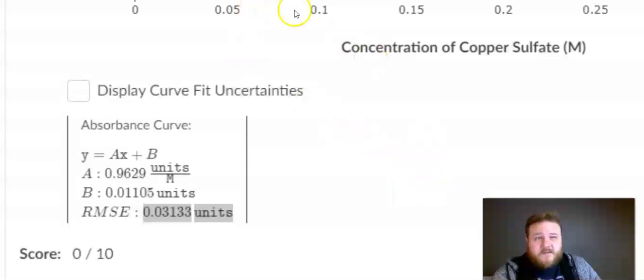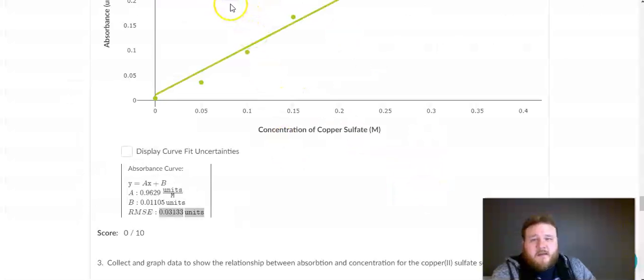All right, let me fix my zoom just a moment. Okay, I think I got it back now.